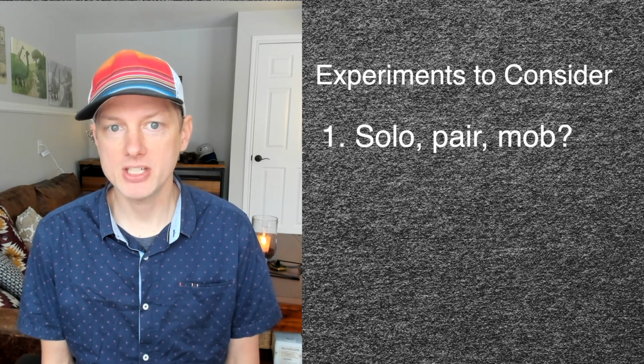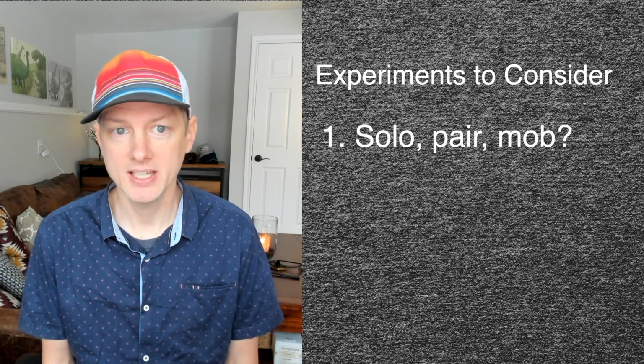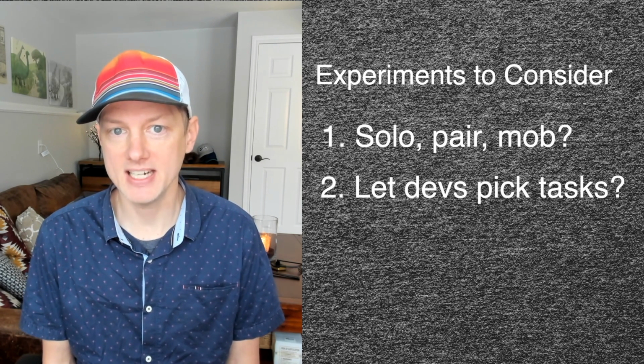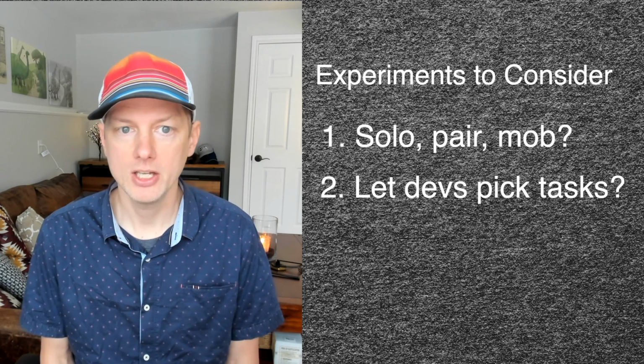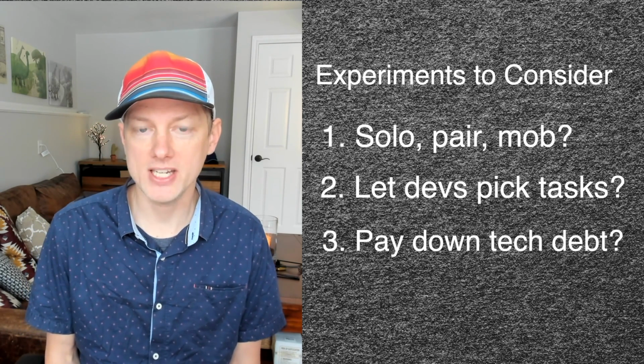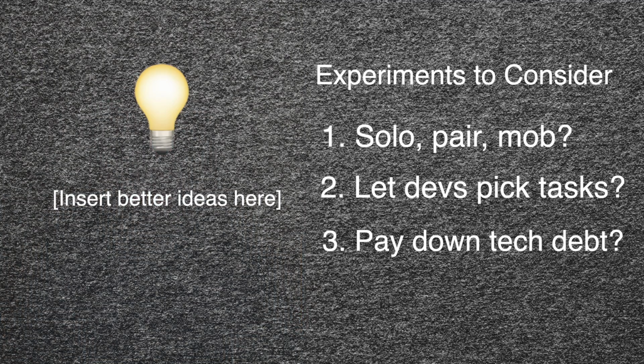Some other types of experiments that you might try to run could include checking how much gets done with pair or mob programming versus solo programming. You could test how much gets done if you let developers pick their own tasks versus being assigned tasks. You could check how line impact changes if you periodically take time to pay down your tech debt. Most any sufficiently incentivized manager could concoct at least 10 experiments to test different strategies for keeping their team engaged.